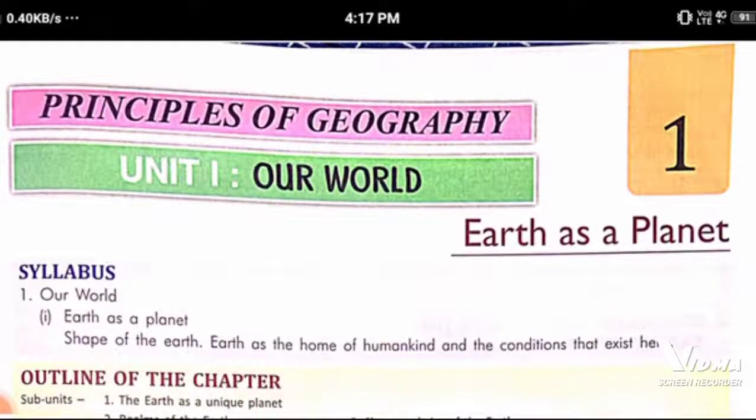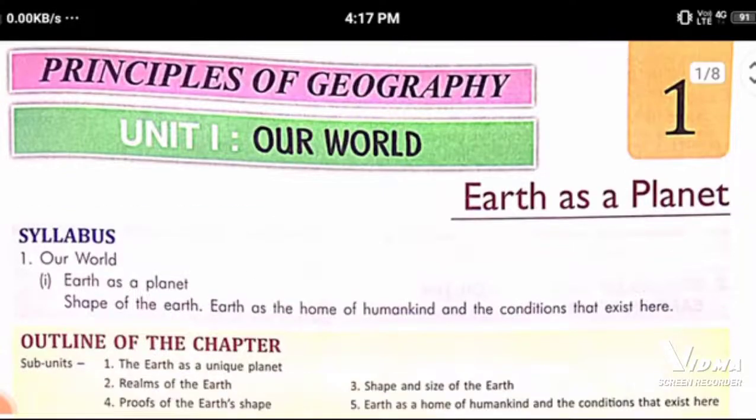Today we are going to start chapter number 1 of class 9th geography, that is Earth as a planet. I am using the book Panorama, a textbook of geography for ICSE schools, from Goyal Brothers Prakashan. In the syllabus we have the first chapter, that is Earth as a planet.